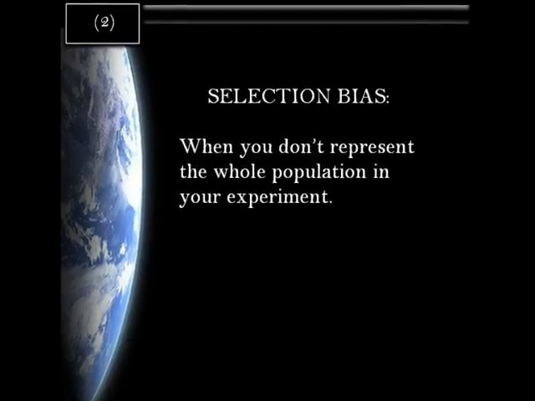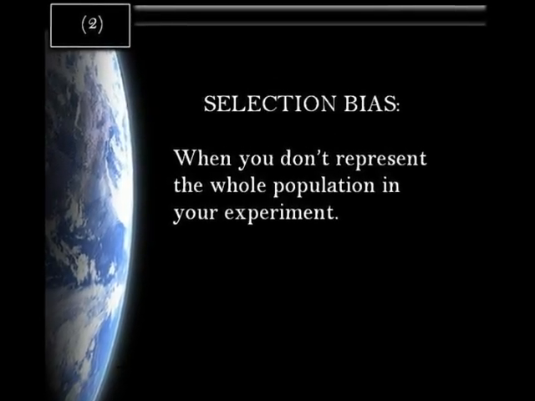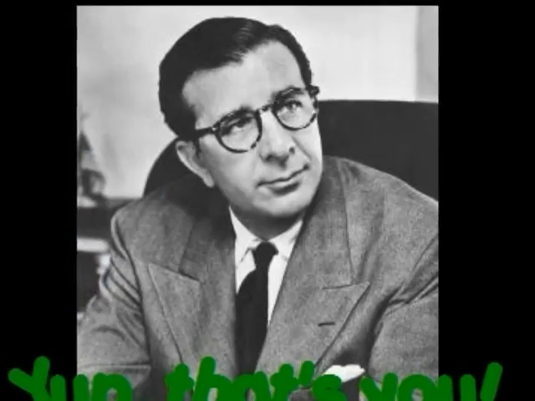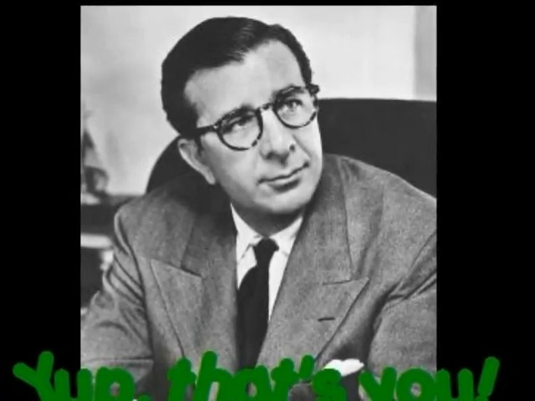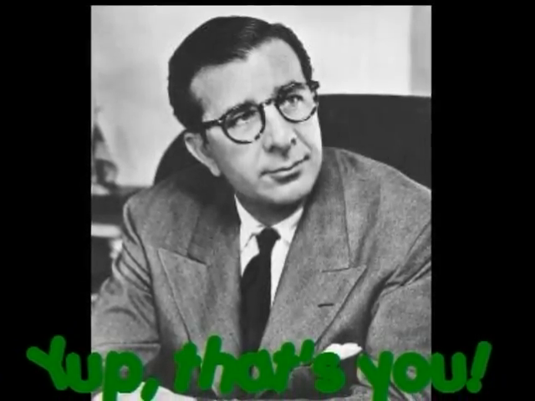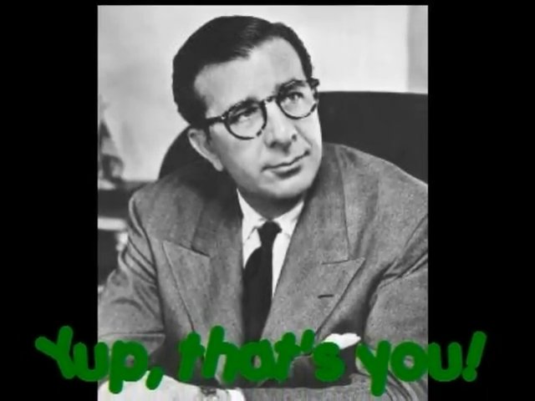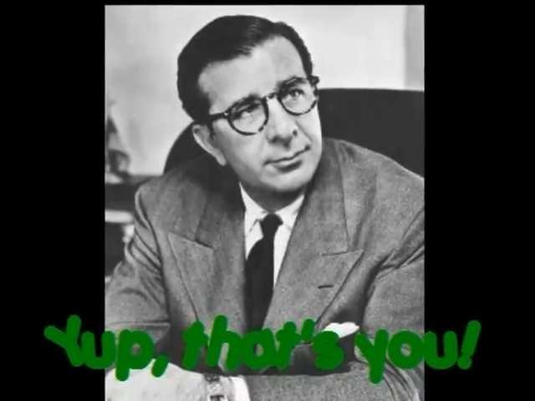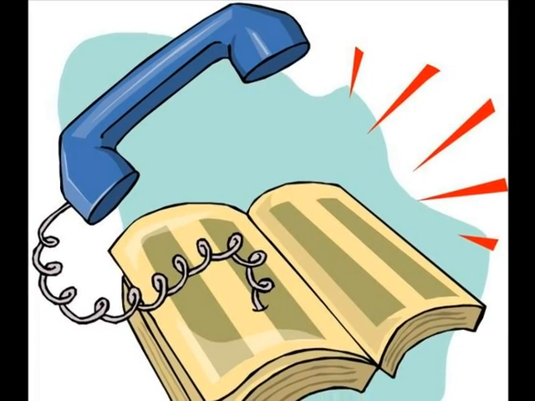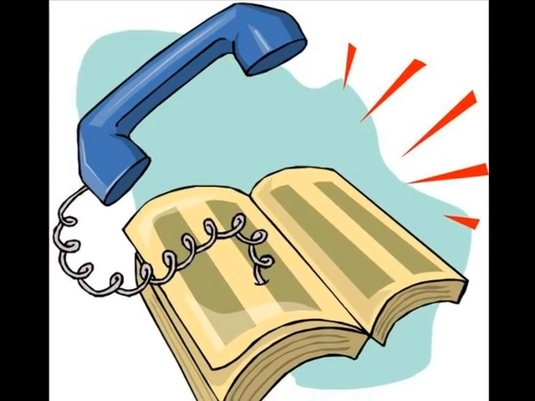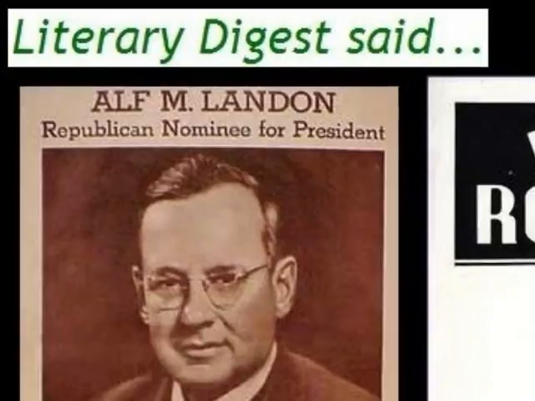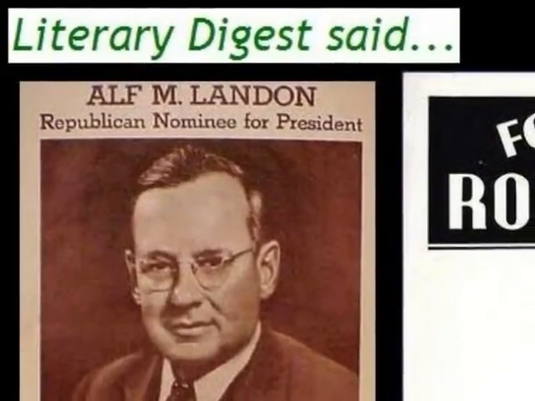The next type of bias I will discuss is selection bias. Selection bias is when you fail to represent the whole population in your experiment. Pretend you're a surveyor for a newspaper called the Literary Digest for the 1936 presidential election. Yep, that's you. As a surveyor, you want to figure out who will win the election, Roosevelt or Landon. In order to ask the people of the United States who they will vote for, you use telephone directories and car registration lists. Your poll said that Landon would win with 57% of the vote, but the poll was wrong.